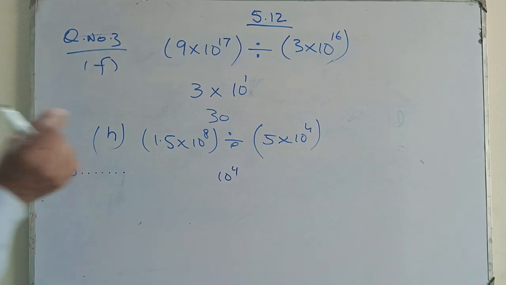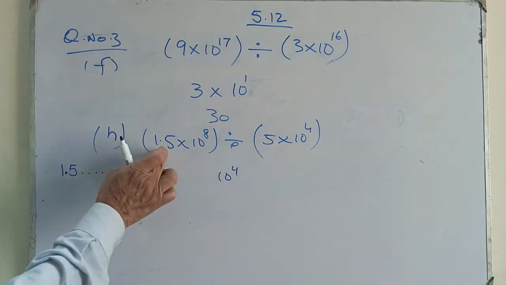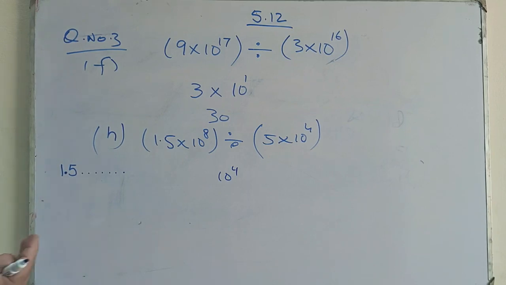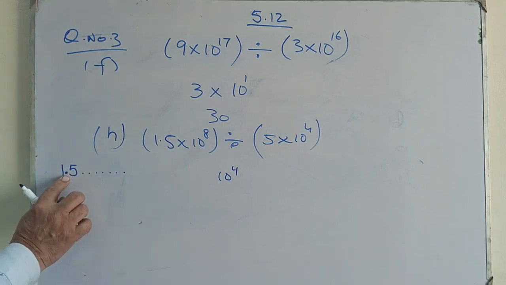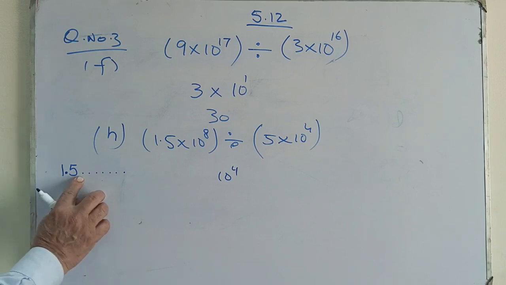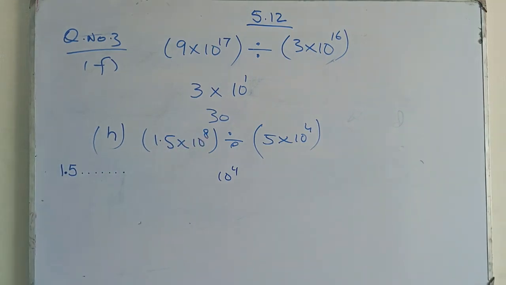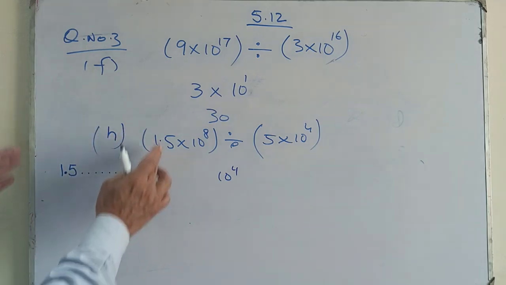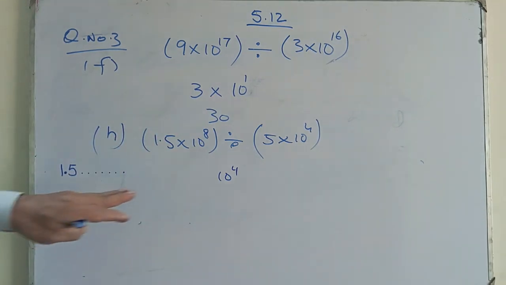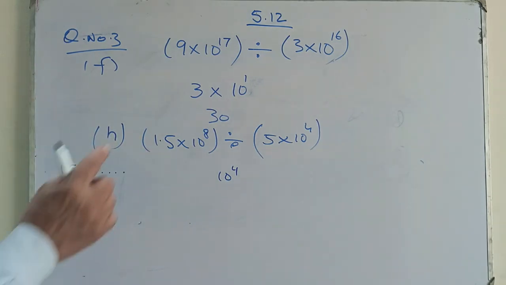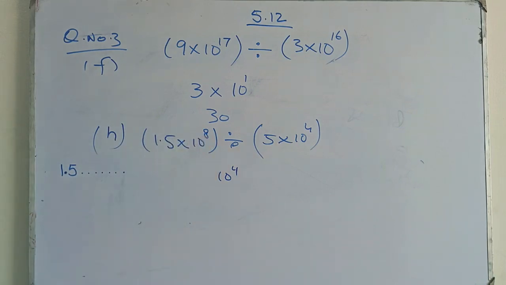So this was in fact 15. This was not 1.5, this was in fact 15. So to convert it into the standard form, I have placed a point over here and 7 zeros ahead of it. So it has become 1, 2, 3, 4, 5, 6, 7, 8. Okay. So this means that this 1.5 is in fact 15, and this 8 is in fact 7.